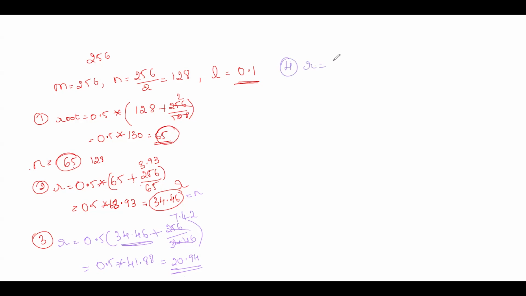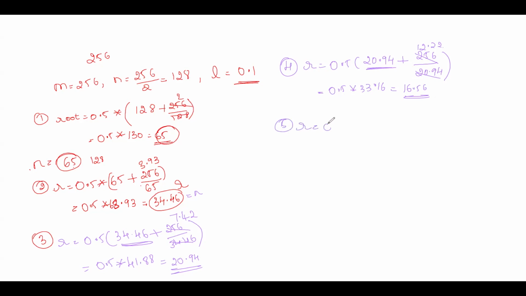So once again, root is equal to 0.5 into, now my n value is going to be 20.94, plus 256 divided by 20.94. When you calculate this, you are going to get 12.22. 12.22 plus 20.94 is 33.16, and 0.5 into 33.16, with a little variation here, gives 16.58. Again, there is a more than 4-point difference. Hence, I am going to go to the fifth iteration.